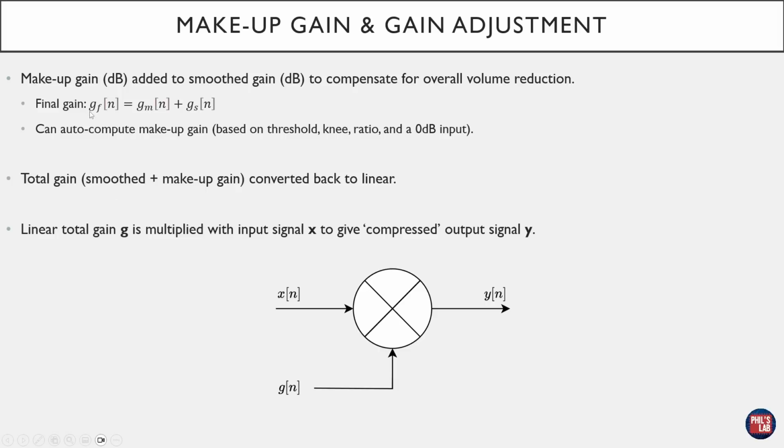Once we have the makeup gain added to the smooth gain, so after the attack and release filters, this gives us the total gain in decibels, and this value in decibels is converted back to linear, because then this linear total gain G can be multiplied with the input signal to give the compressed output signal Y. And again, this happens at every single sample time, at every single sample step.